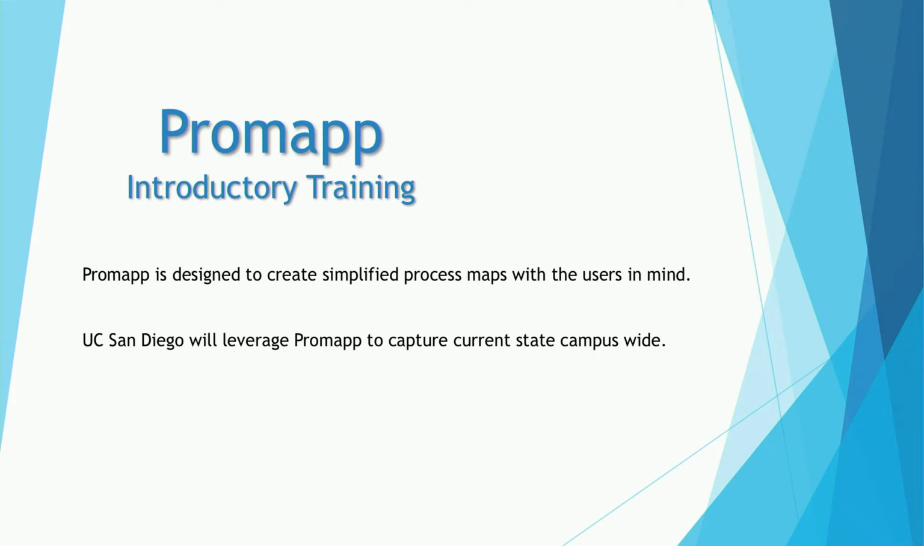Promapp is a tool intended to help us capture process maps, but also have them be relatable and transferable and shareable. We're going to give you a quick introduction to the tool and talk a little bit about how the tool is different from others that we might have used in the past.